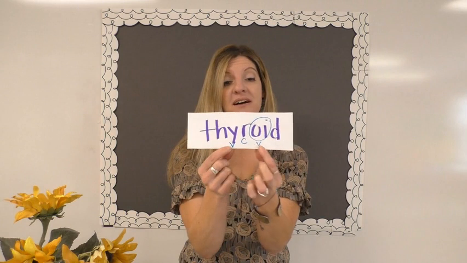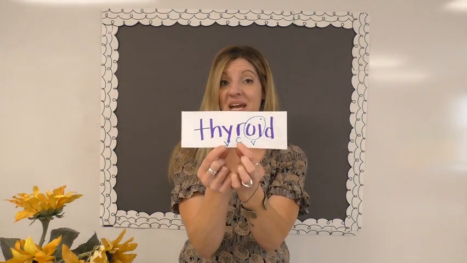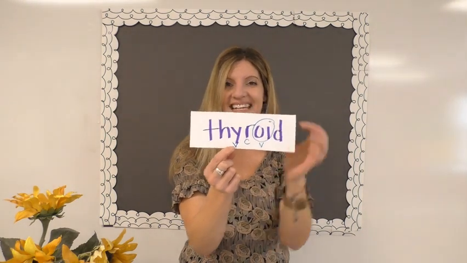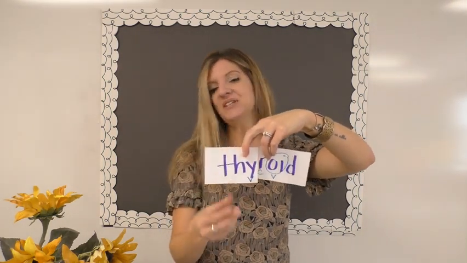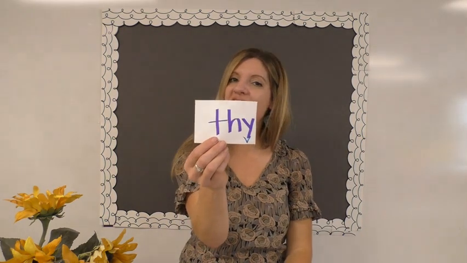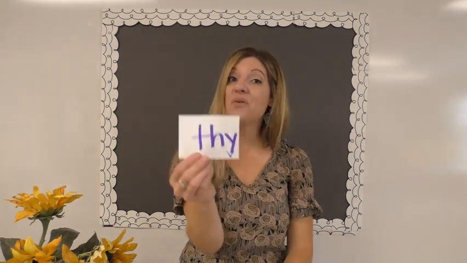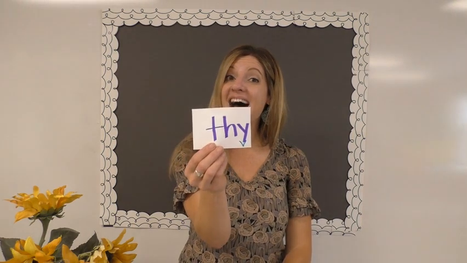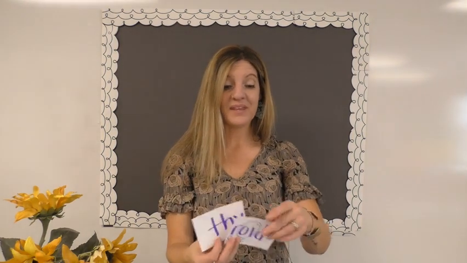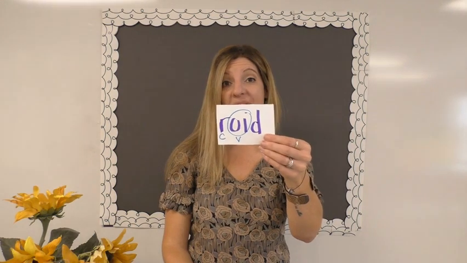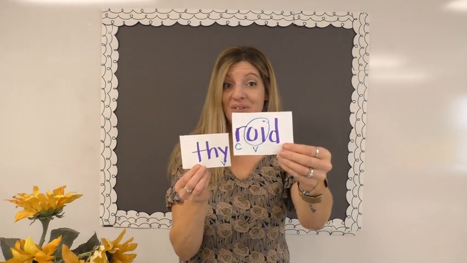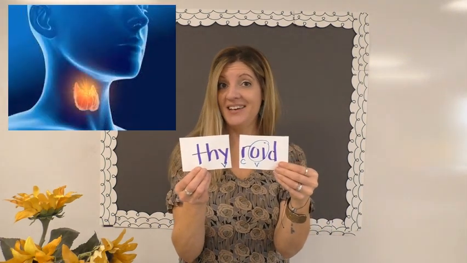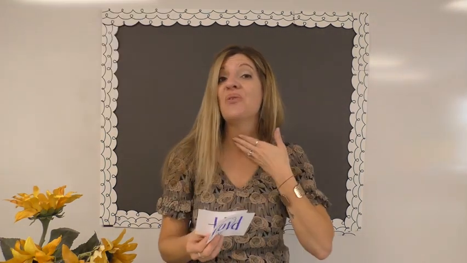Now I have one consonant between my vowels. When I have one, hold on tight, I'm moving to the right. This first syllable is thigh. Y at the end of a one-syllable word is I, thigh. Oid, roid. This word is thyroid, thyroid. Your thyroid is an organ in your neck.